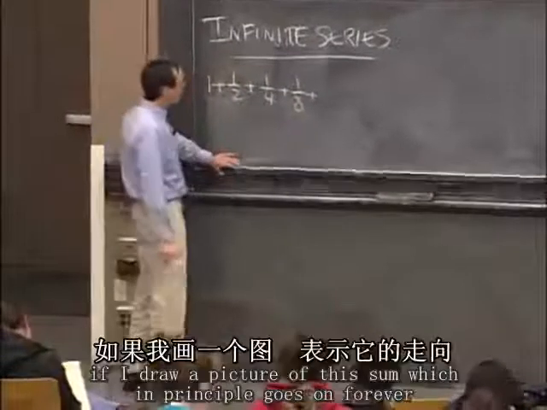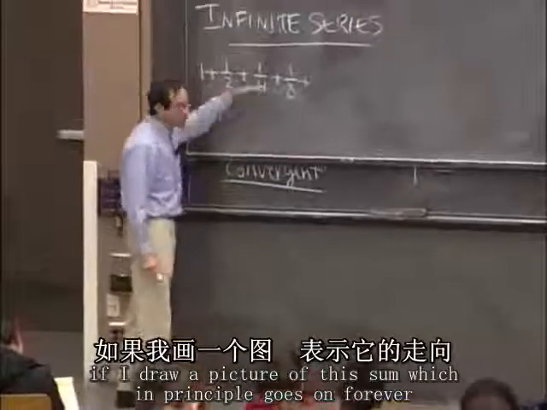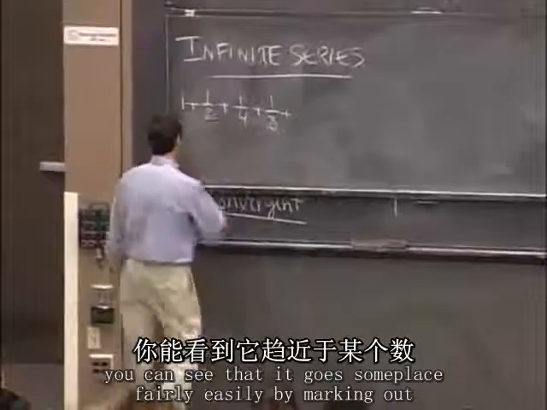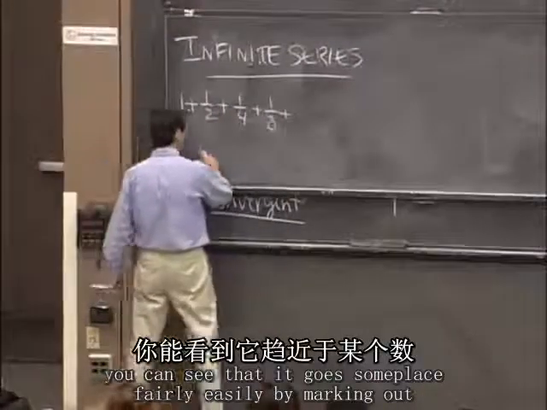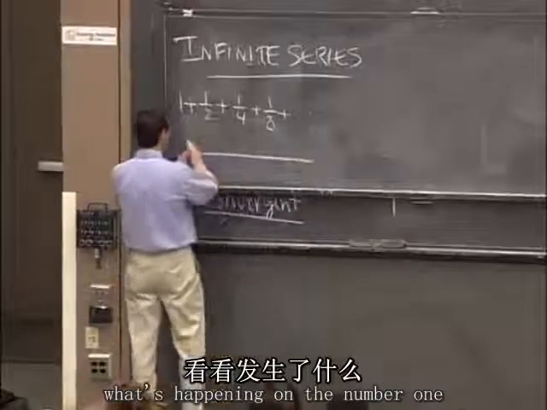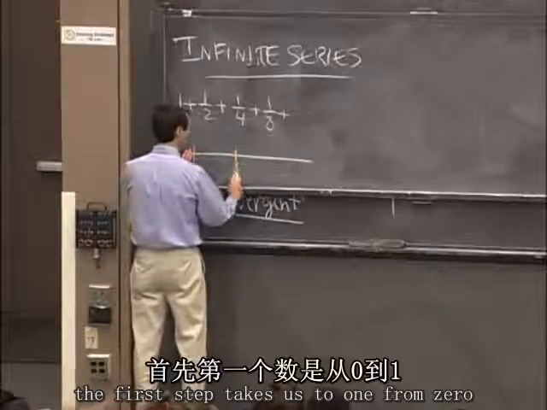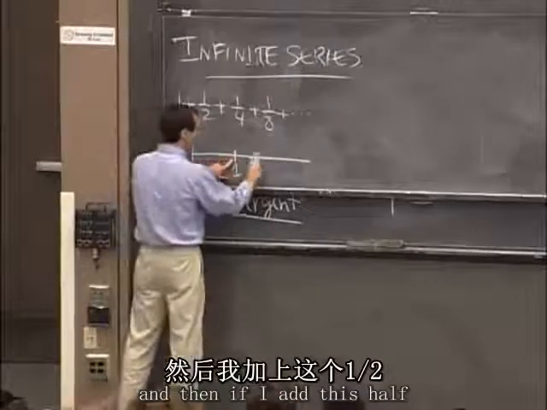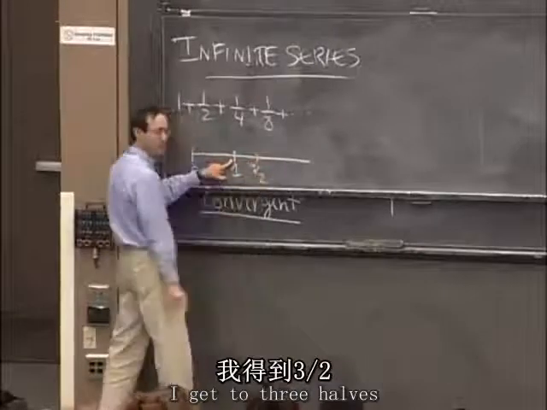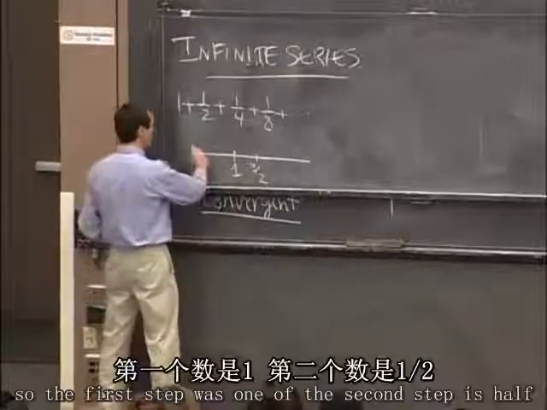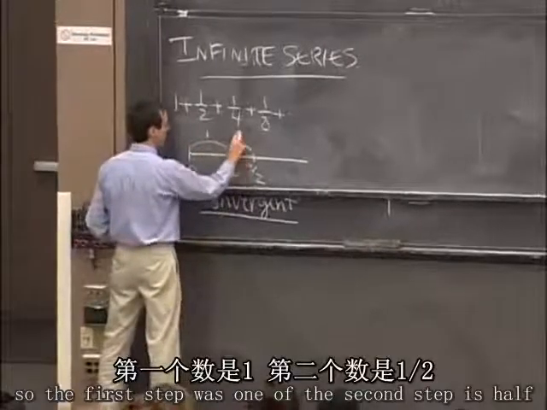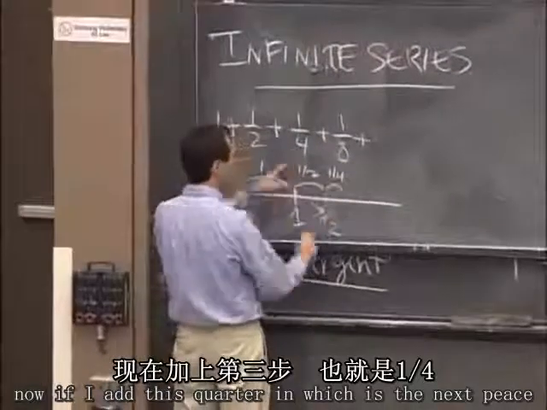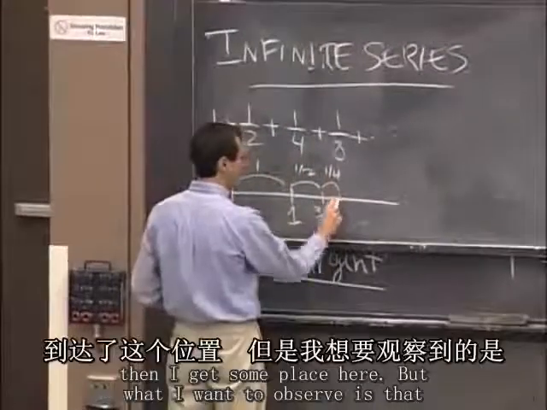If I draw a picture of this sum, which in principle goes on forever, you can see that it goes someplace fairly easily by marking out what's happening on the number line. The first step takes us to 1 from 0. And then if I add this half, I get to 3 halves. Right? So the first step was 1, and the second step was a half. Now, if I add this quarter in, which is the next piece, then I get someplace here.